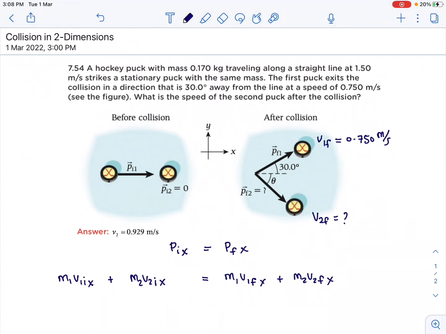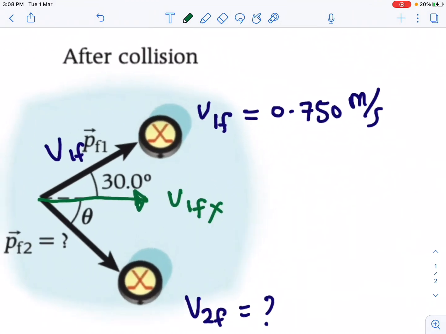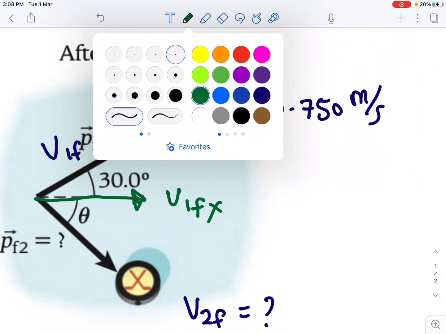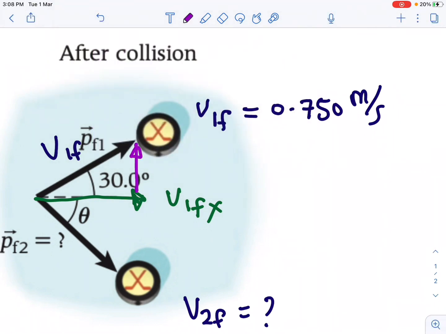And now let us look into the final velocity of puck 1, or V1 final. Now if you notice, this is actually our V1 final. Let me label that. That's our V1 final, and this V1 final has the following components. We have the V1x final, and we also have our V1y final.